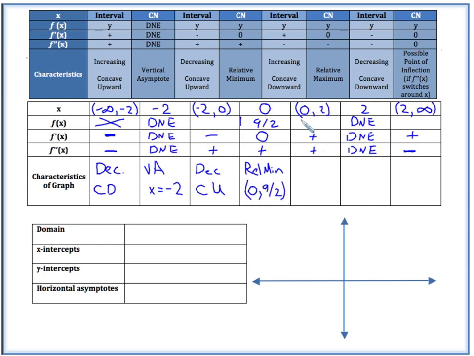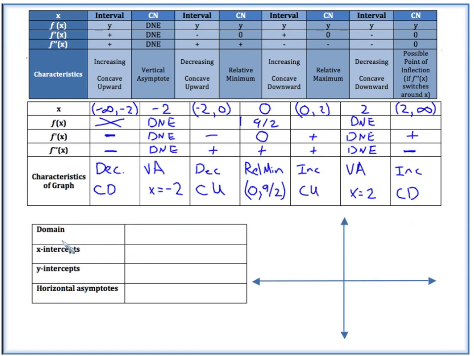In this one right here, an interval, positive, positive, so that's increasing, and concave upward. Here, all DNE, so this is our vertical asymptote again, and the equation is x equals 2. And then on this interval, positive and negative, so this is an increasing function, but it is going to be concave downward.